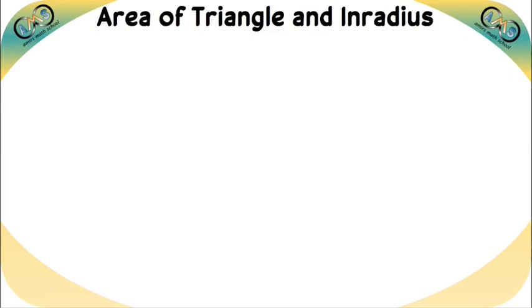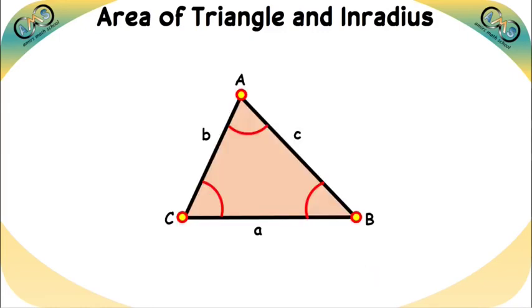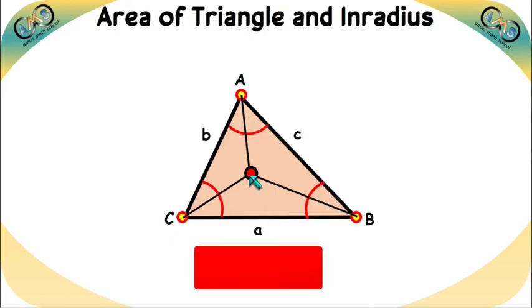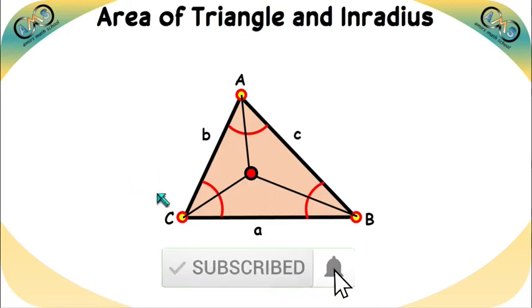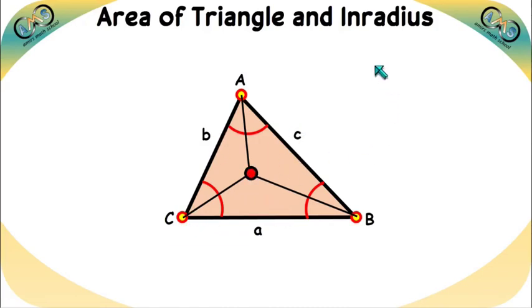Now let's see the area of the triangle and the inradius relationship. The incenter of any triangle is the intersecting point of the three angle bisectors of the triangle. So if this line, and this line, three lines are the bisectors of these three angles, and this one is the intersecting point, this point is called the incenter for this triangle. The perpendicular length from this point to any side is the inradius, that is this one. And if we draw one circle with this radius, that circle is called the incircle, which touches all three sides of the triangle. So this length is the inradius.